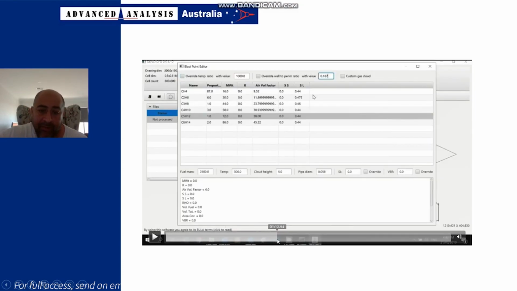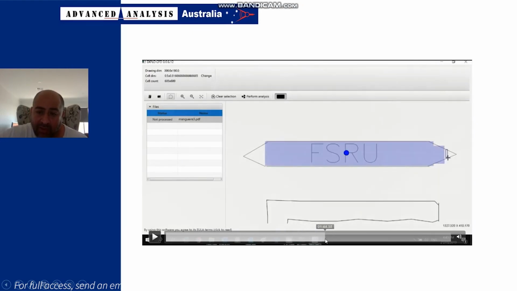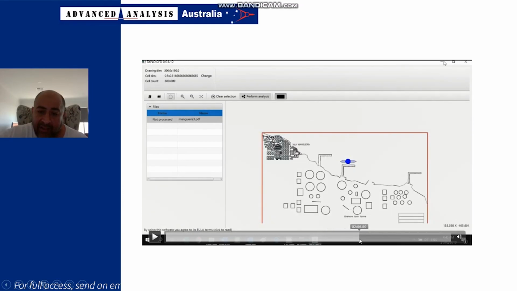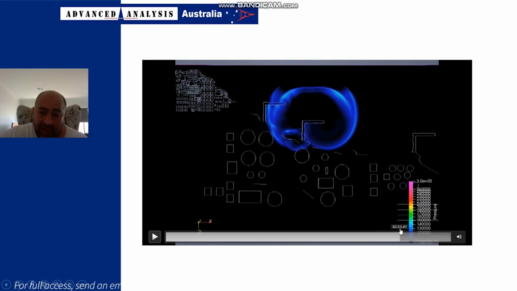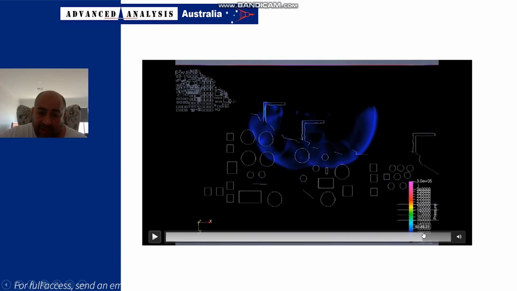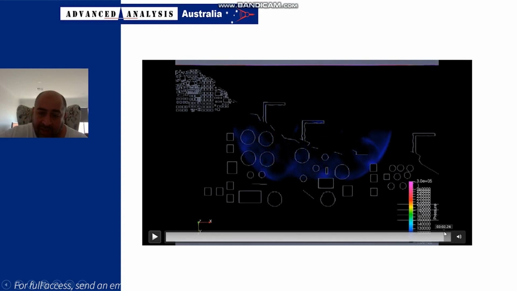And you set up the parameters, which is very easy to do for the gas explosion or the BLEVE or the TNT explosion. You set up the gas cloud, and when it's done, it outputs the shock wave, the explosion that's coming out from the vessel.